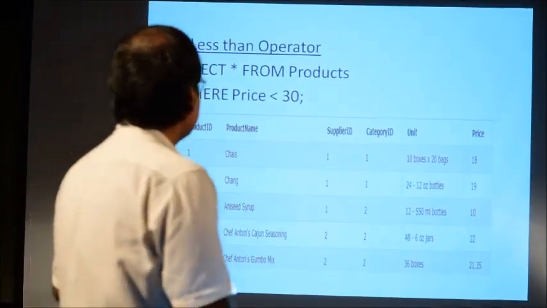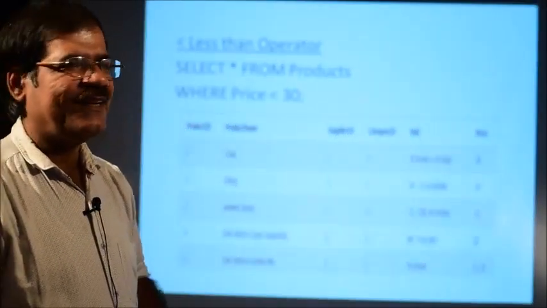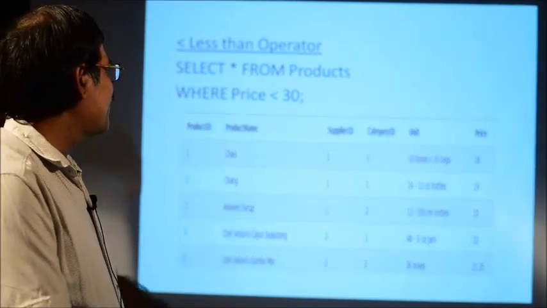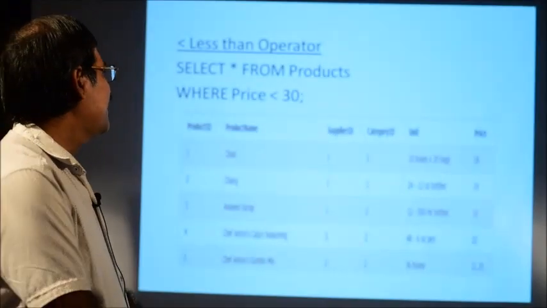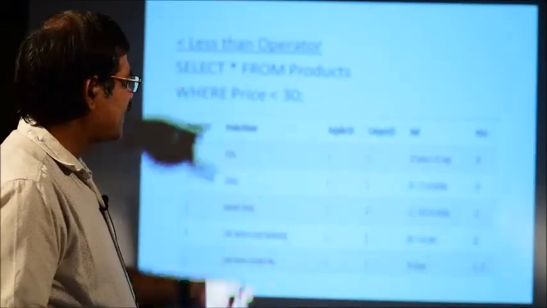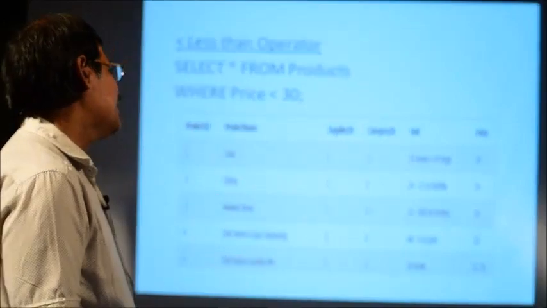So the next operator is less than. First equal to, then greater than, then less than. The concept is exactly the same. Select star from products where price less than 30. So here you select all the records. You check the price value. All the values are less than 30.